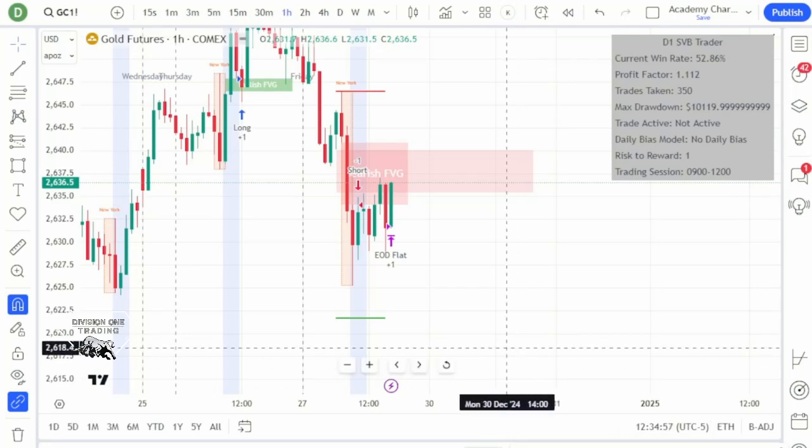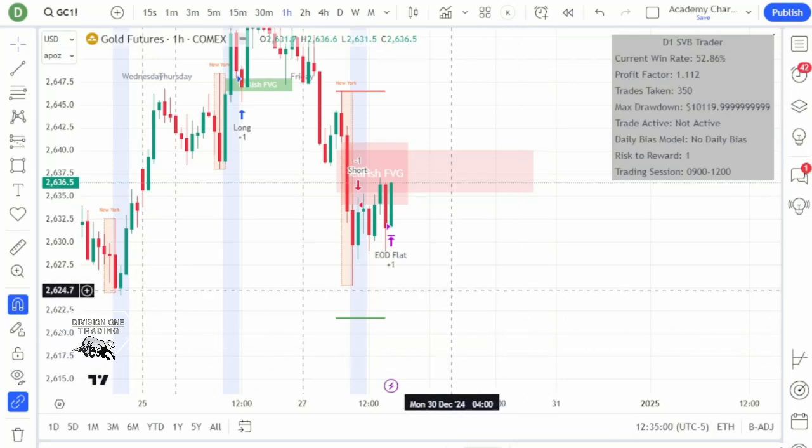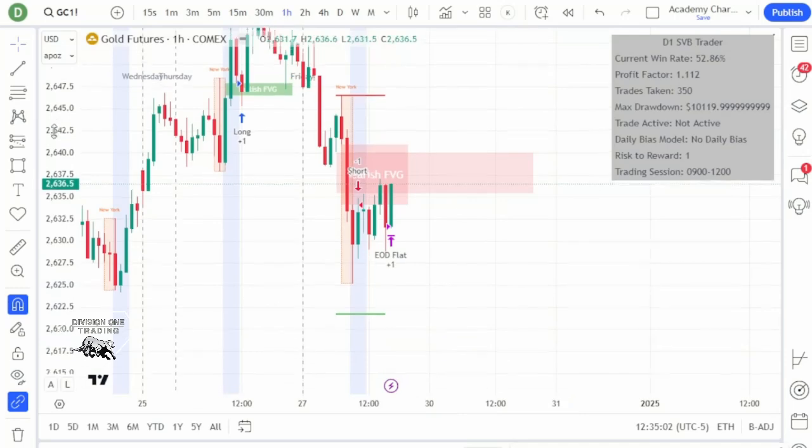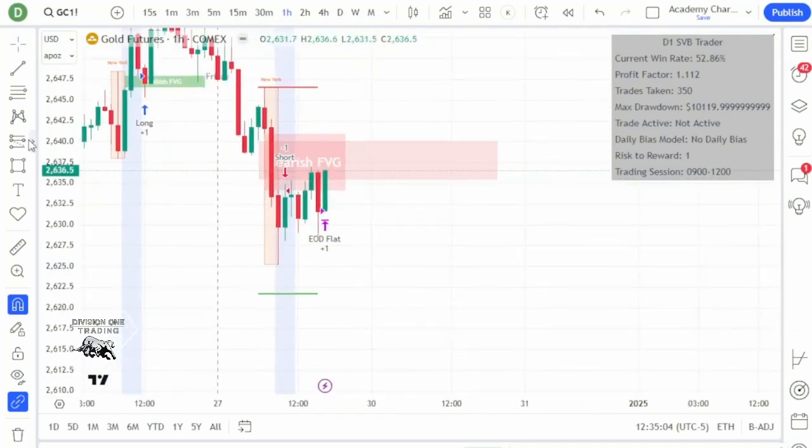What's up, guys? In this video, I'm going to be showing you the mechanics of the silver bullet and how the system is seeing price. So it's seeing it just like a traditional silver bullet.